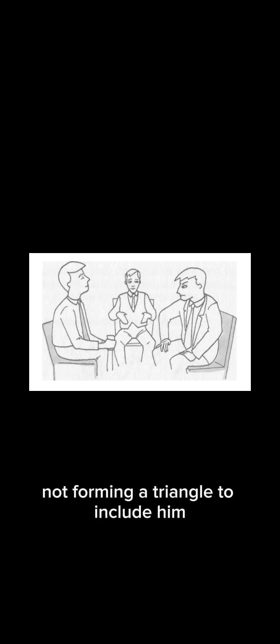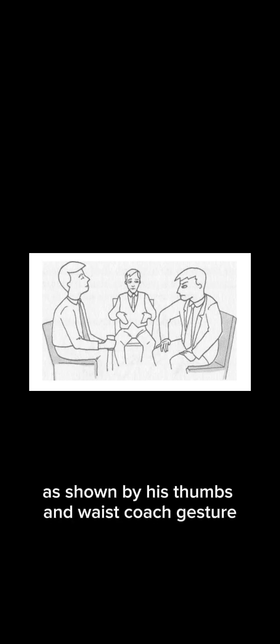The man in the middle has been excluded from the conversation by the two other men not forming a triangle to include him. He does, however, seem aloof, as shown by his thumbs in waistcoat gesture, which is superiority, leaning back on his chair and using a crotch display, which is macho.